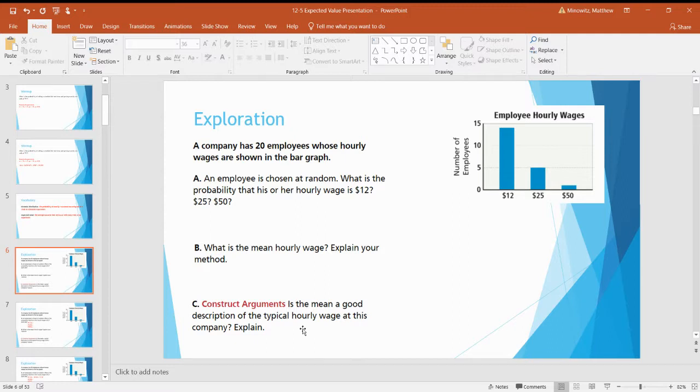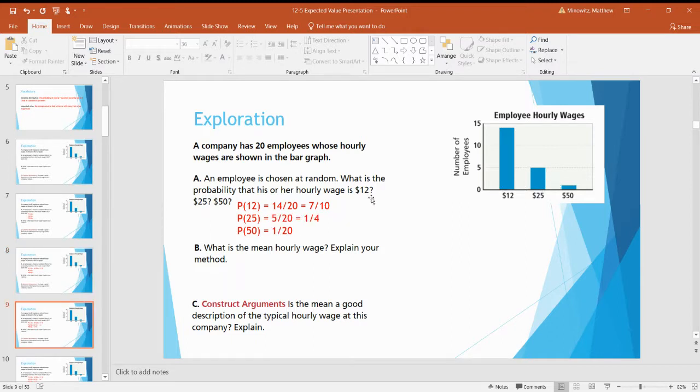Okay, so probabilities. It says there's 20 employees, so that's probably going to be my denominator. I write down each probability of $12 an hour. I count 14 out of 20. If you didn't count 14, it's completely okay. I know bar graphs are sometimes hard to read if they don't have the tick marks, and that's why we should make accurate graphs. I simplify it down to 7 over 10. Probability that person makes $25 is 5 out of 20 people, and then the probability that the person makes $50 is 1 out of 20.